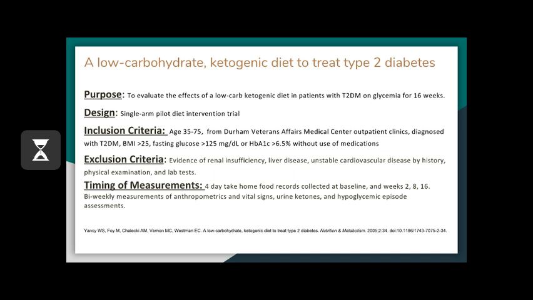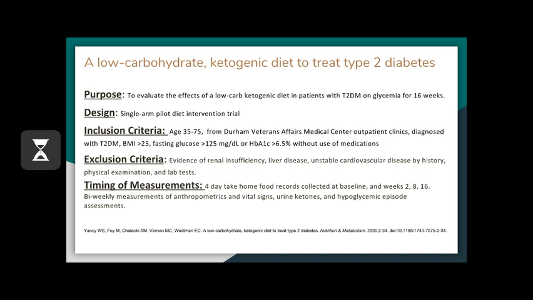Pretty much they were looking for patients with type 2 diabetes and high BMI, and they either needed a high fasting glucose or a high HbA1c level without the use of medications. And they excluded anybody who had renal insufficiency, liver disease, unstable cardiovascular disease, determined by history, physical exam, or lab test.